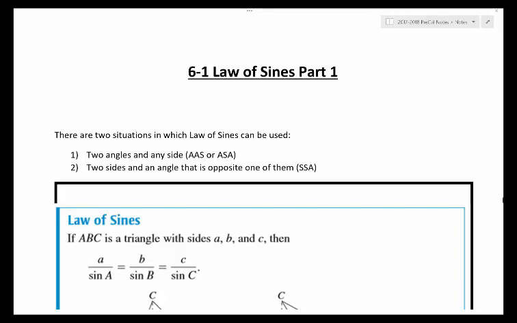Hello and welcome to 6-1 Part 1. This lesson will be divided up into two parts. We'll talk about the basic law of sines in this lecture and the ambiguous case in another.